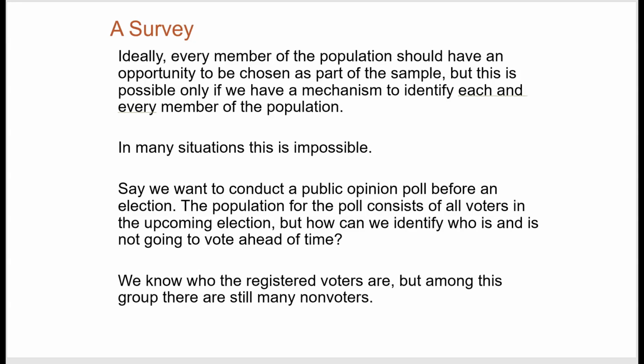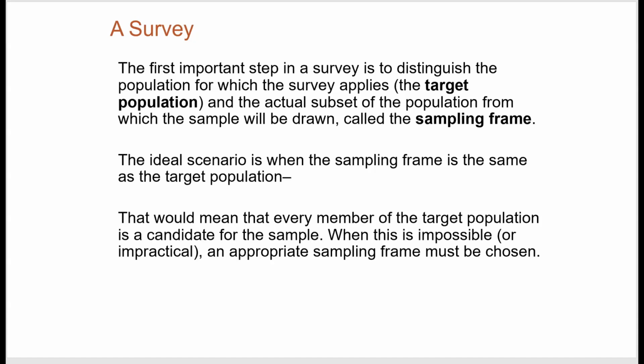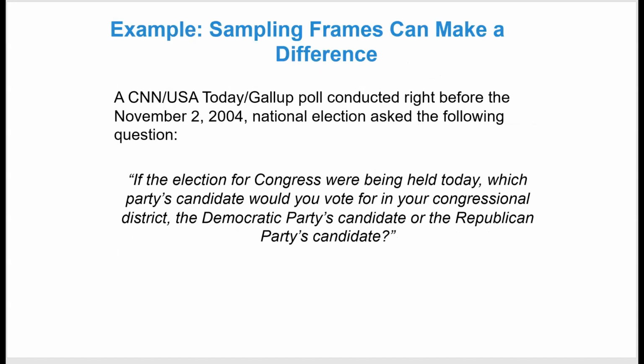So say we wanted to conduct a poll about an election, which is a really common thing. The population would be all voters, but how can we identify who is and who is not going to vote ahead of time? We know who the registered voters are, but among this group, a lot of people who registered don't vote. So the first important step is to distinguish the population, or the target population. And then from there, we'll draw a sample. The ideal scenario is that the sampling frame is the same as the target population. That would mean every member. But again, it's just not really practical or possible, so we have to use a sample.